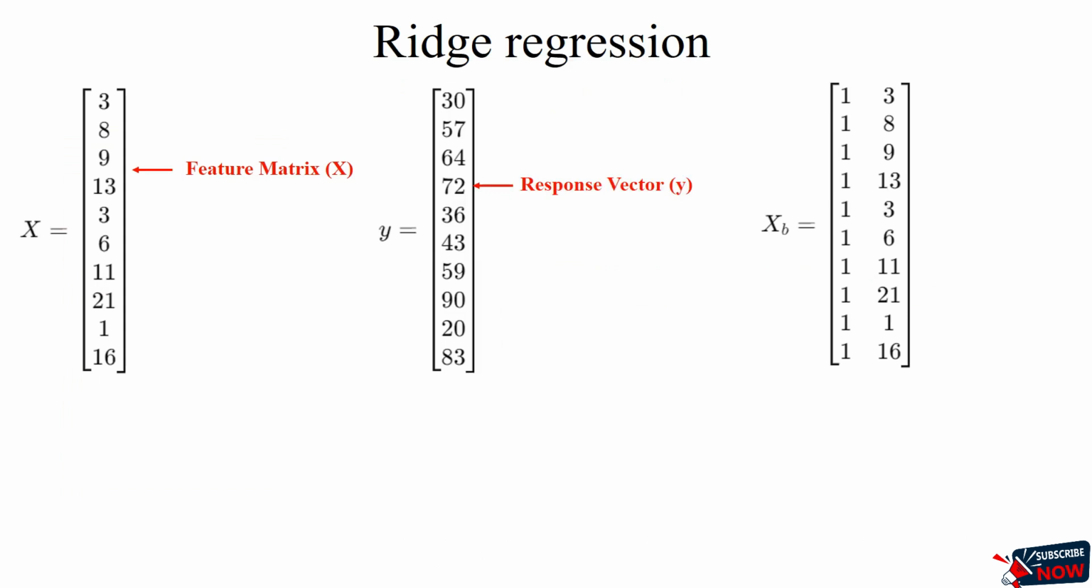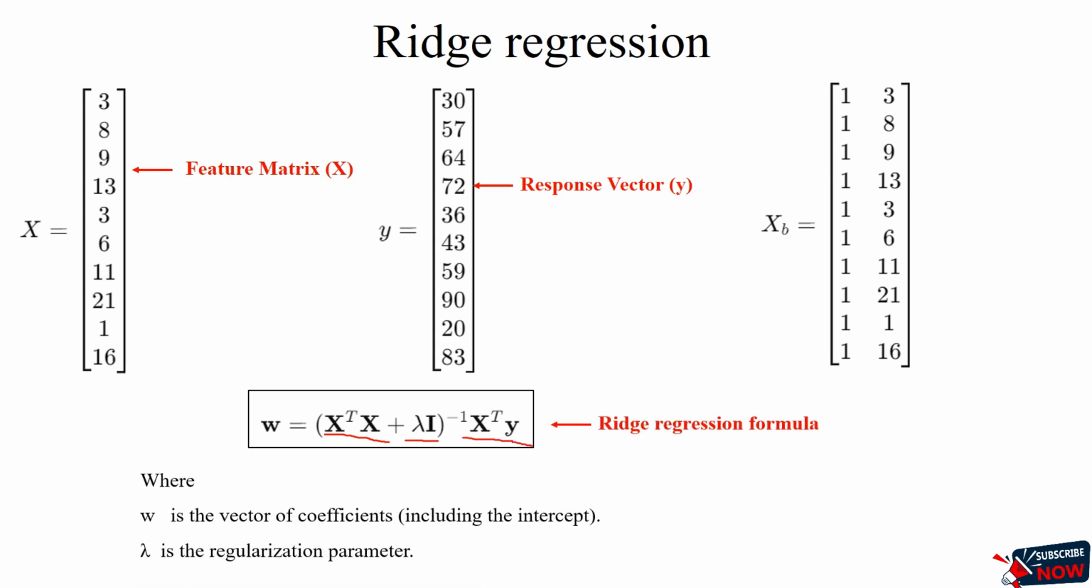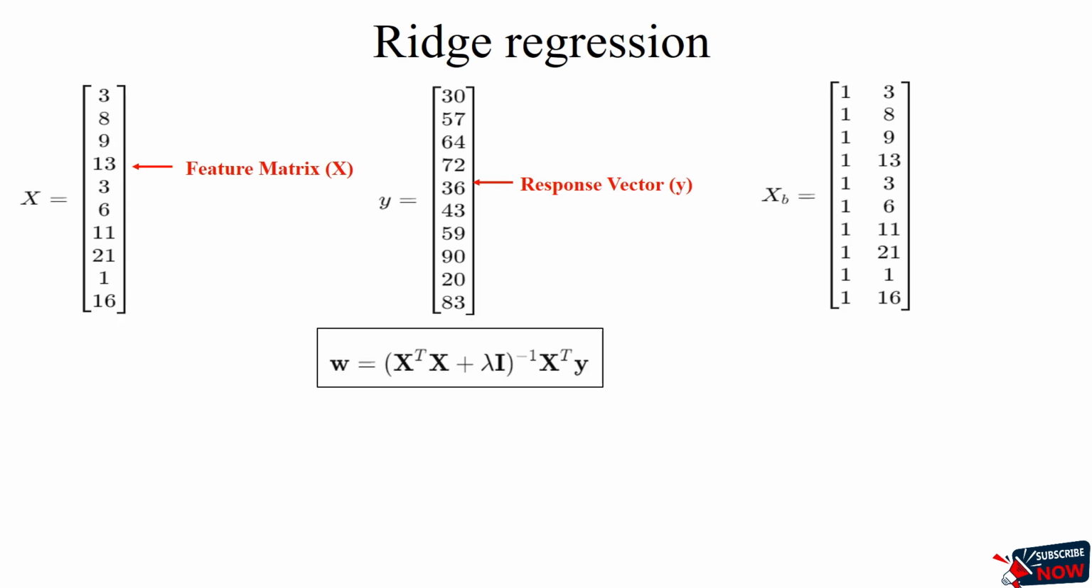X represents the feature matrix, Y the response vector, and XB a new matrix which has a column of ones added to the matrix X. We can compute W using this ridge regression equation: W equals the inverse of X transpose X plus lambda times the identity matrix, multiplied by X transpose Y, where W is the vector of coefficients and lambda is the regularization parameter. The first step is to choose the regularization parameter lambda as 1.